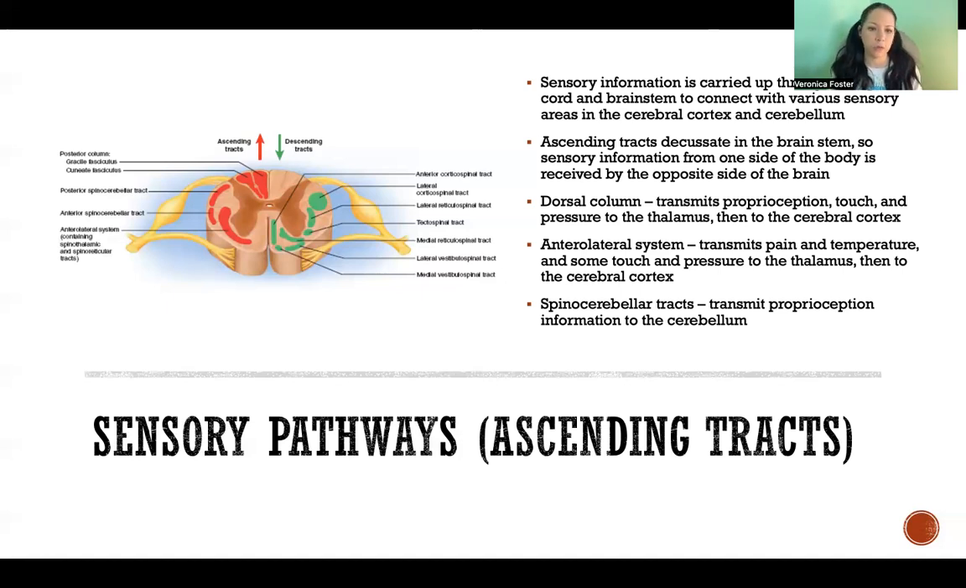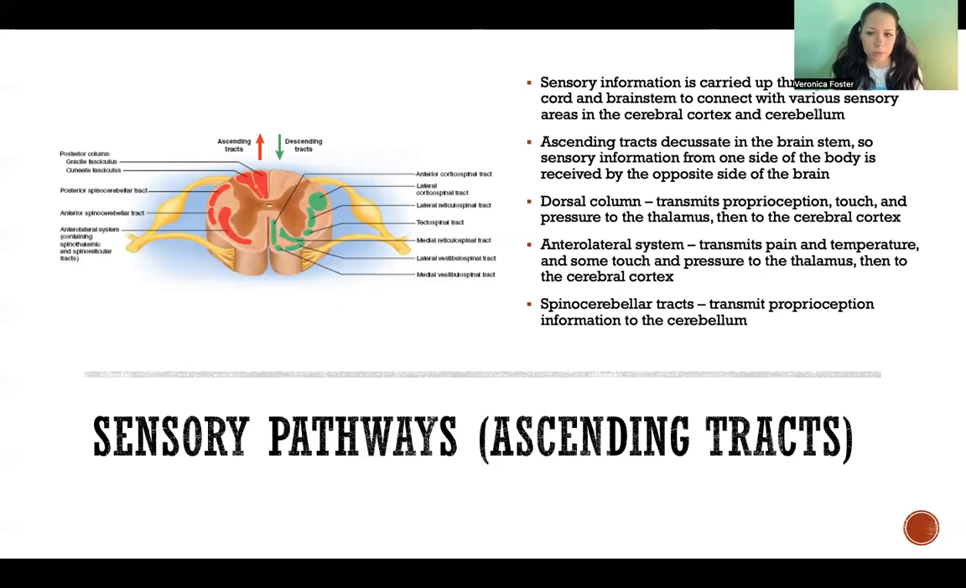Ascending tracts decussate, meaning that they cross over to the other side. So the ascending tracts decussate in the brainstem. That means that the sensory information coming from one side of the body is received by the brain on the opposite side. In the dorsal column, we have sensory information that's transmitting proprioception, touch, and pressure, and it goes up to the thalamus in the brainstem, and then from there it's sent out to the cerebral cortex, to the different areas that need that information.